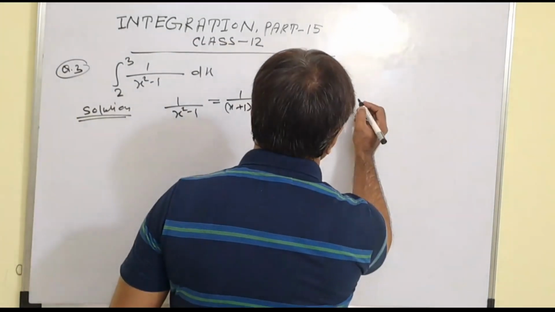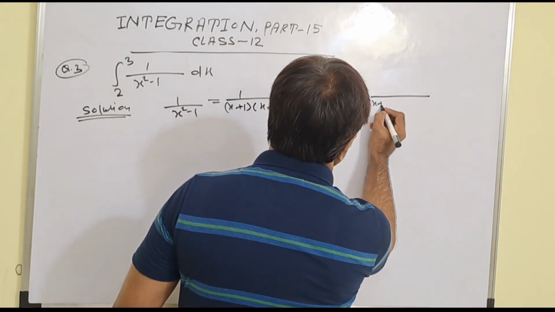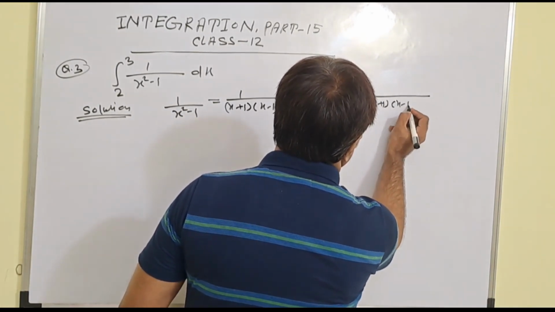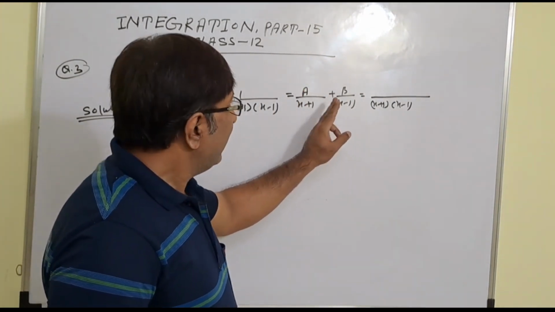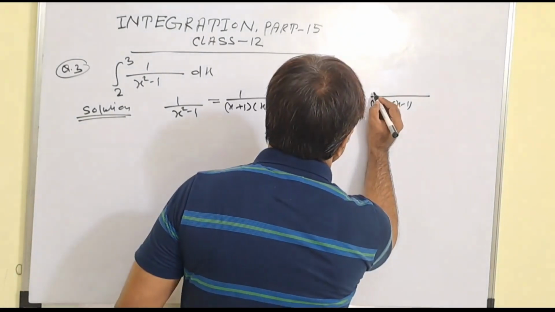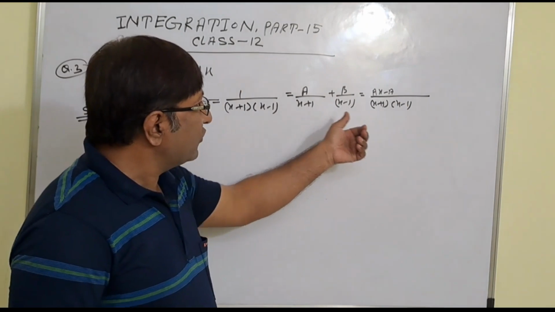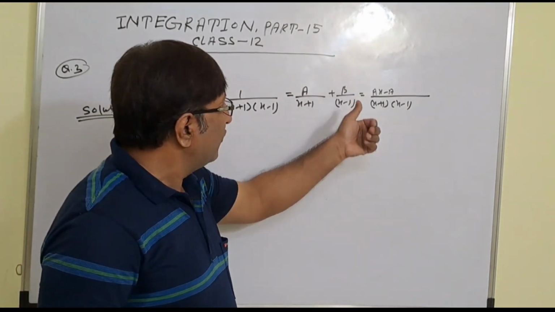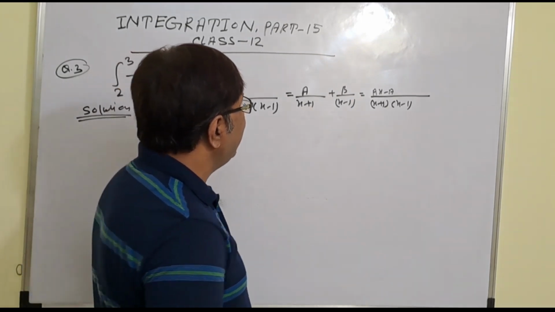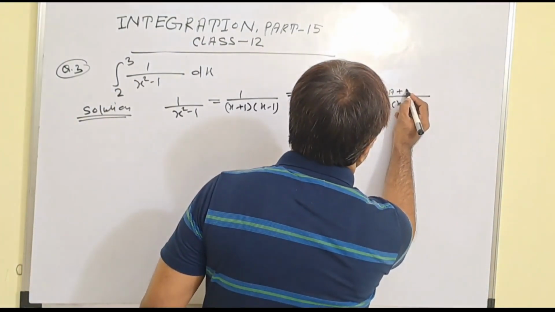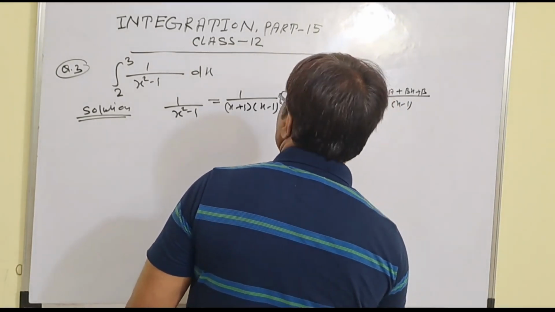Now you can see when we take the LCM, here the LCM will be (x plus 1)(x minus 1). So a(x minus 1) is ax minus a. Here x plus 1 cancels out, so b into (x plus 1) is bx plus b. So we will get bx plus b, right?